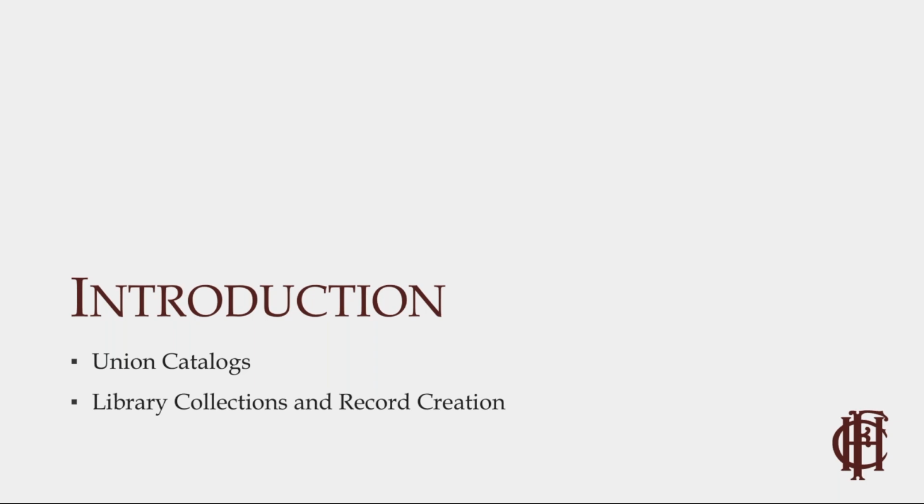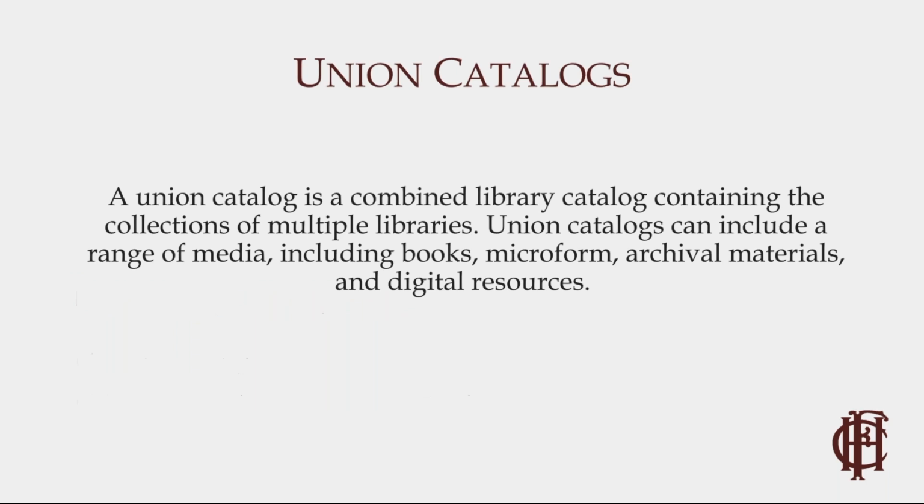So here we go. We'll get into union catalogs, library collections, and how these records are created. A union catalog is a combined library catalog containing the collections of multiple libraries. Union catalogs can and usually will include a huge variety of media and material types. We use union catalogs to locate materials held in other libraries, and we can then refer researchers to those locations, or when possible, libraries will lend and borrow materials through an interlibrary loan service.